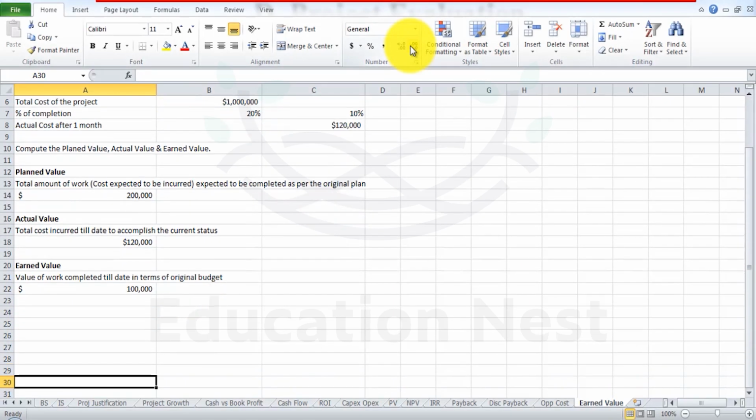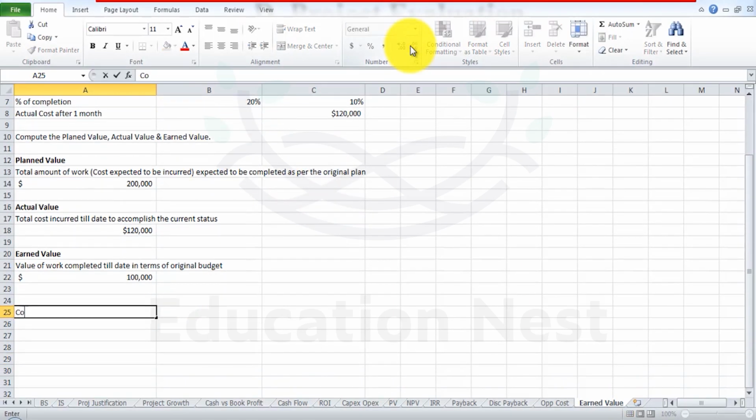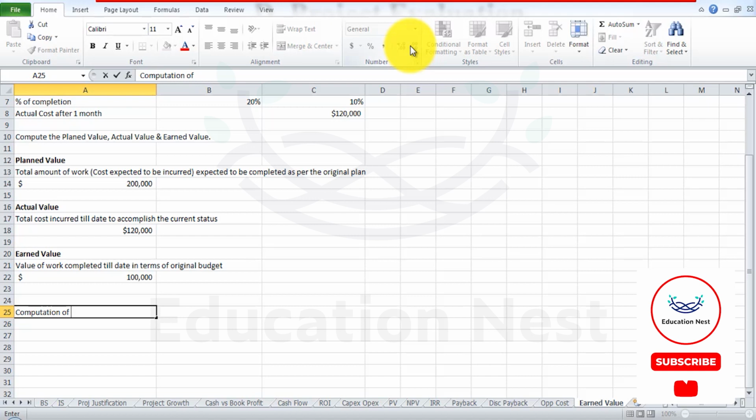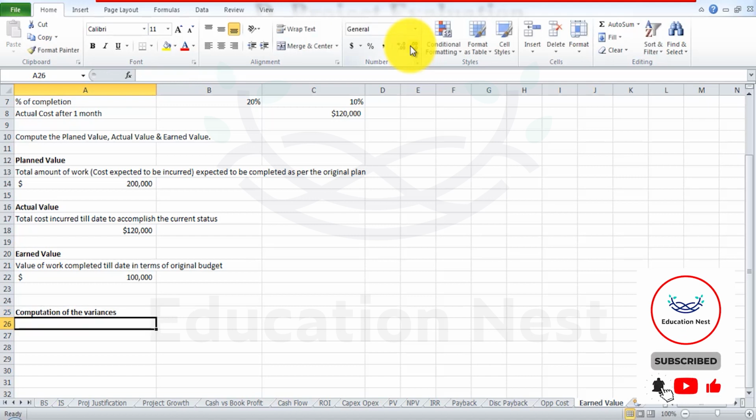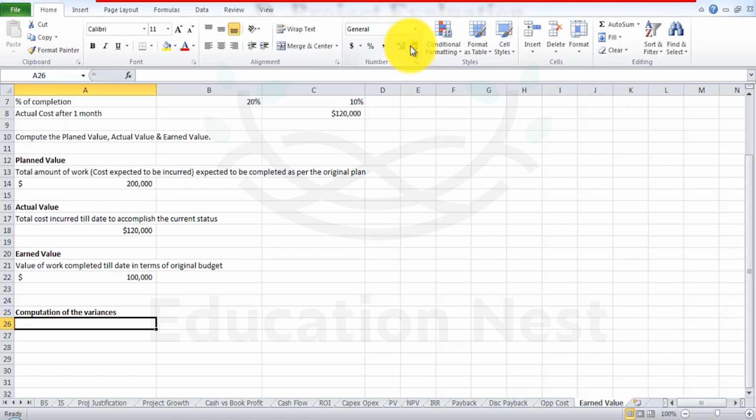Now we're going to compute the variances over here. We had two variances, if you remember: cost variance and schedule variance. First is the cost variance. Cost variance is equal to your earned value minus your actual cost. Here you're trying to define the deviation between the cost which was supposed to be incurred for 10% versus the cost actually incurred for 10%.